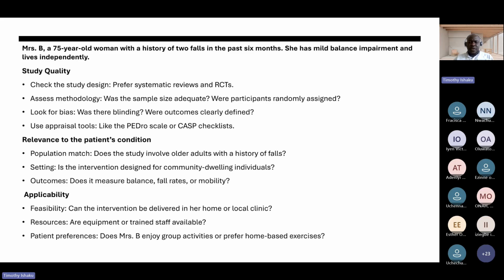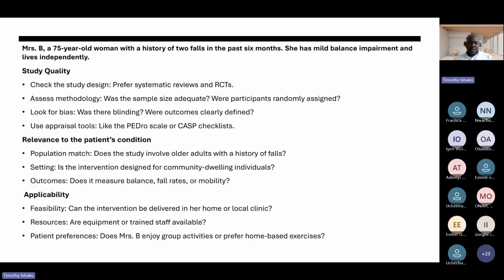The second bit is, once you ask the question, then what? It is finding that information: acquire. And the best place is, we said, healthcare related databases where librarians have indexed those articles and you can find them in there. So for acquire, we gave a lot of examples. And once you acquire those articles, we talked about appraising those articles.